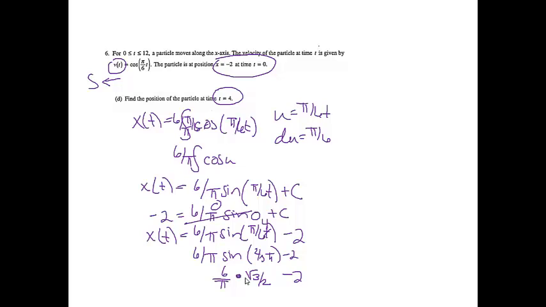And I guess we could simplify that if we wanted to. I think I will. If you left it like that, that would be totally fine. They won't mark you off for it. I get the 3 square root of 3 over pi, because the 2 and the 6 cancel, and then minus 2. So that would be my position at time t equals 4. That was worth 3 points. If you correctly found this antiderivative right here, that was worth 1 point. If you used the initial conditions, so if you found c, you'd get a point. And then if you got the correct answer, that would be worth 1 more point.